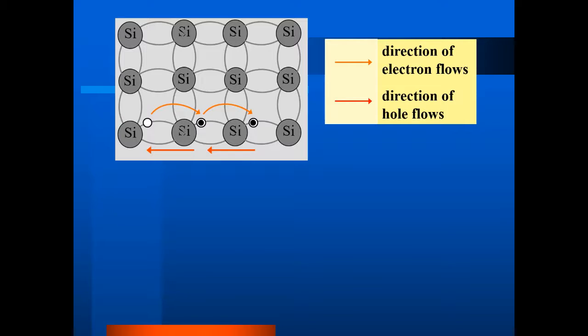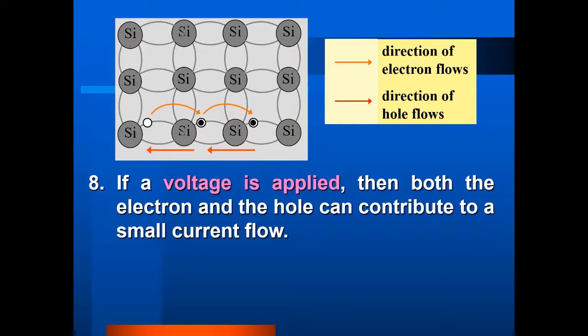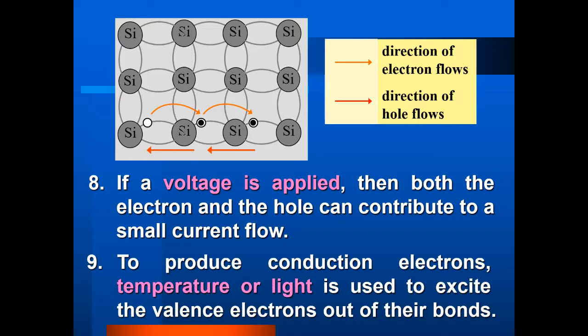So for a semiconductor, as long as the electron is moving, energy can be carried from one point to another point. When energy is moving, that means current is flowing. If voltage is applied, then both the electron and the hole can contribute to a small current flow. To produce conduction of electrons, temperature or light is used to excite the valence electrons out of their bonds.